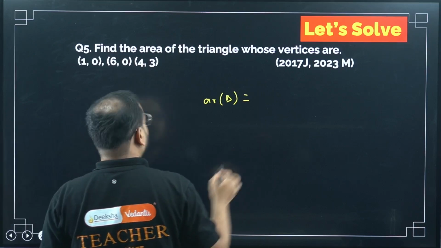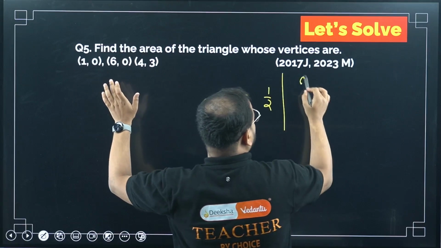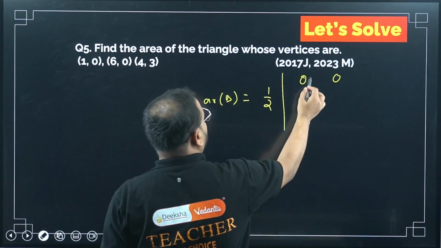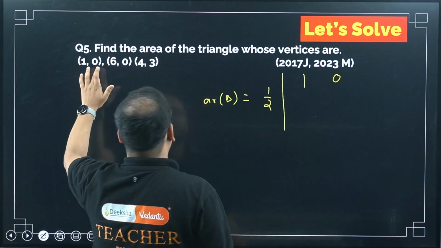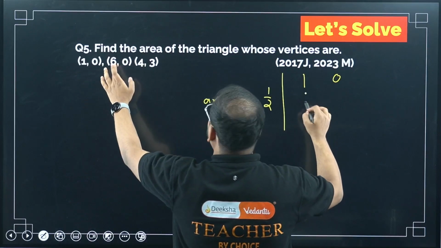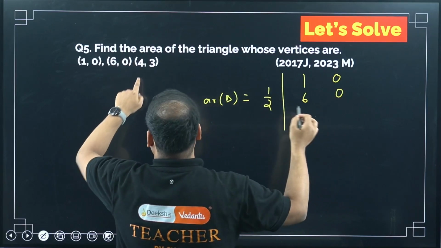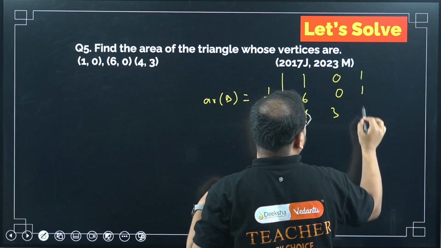I can simply write 1 by 2 determinant of, first I'll write 1, x1, y1. Okay, sorry, I said 1, I wrote 0. Pardon me. x1 is 1, y1 is 0. Next, x2 is 6, y2 is 0. Again x3 is 4, y3 is 3. This is 1, 1, 1.